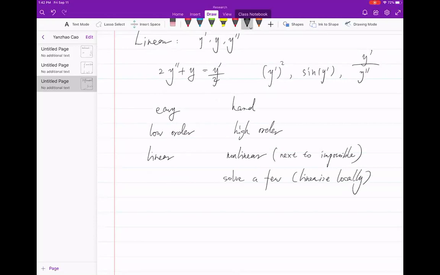That involves linearization. That is tangent line, tangent plane. That involves linear algebra, which means going from a vector space to another vector space. It only works locally. Sounds good?